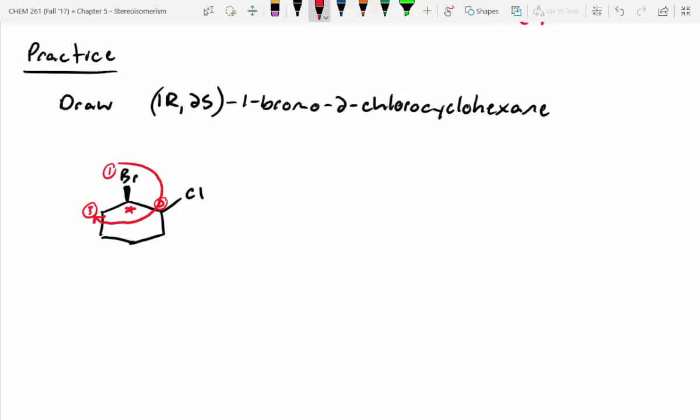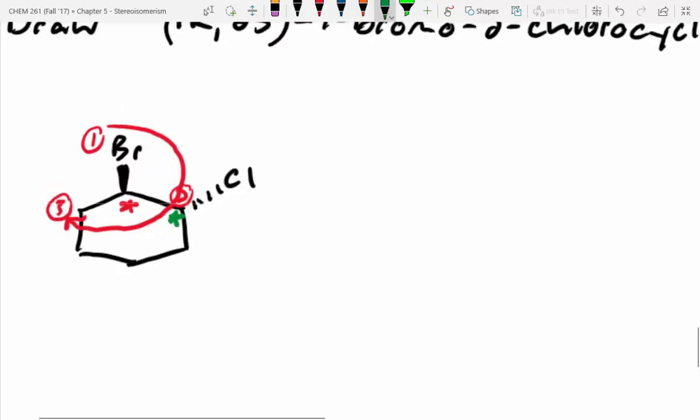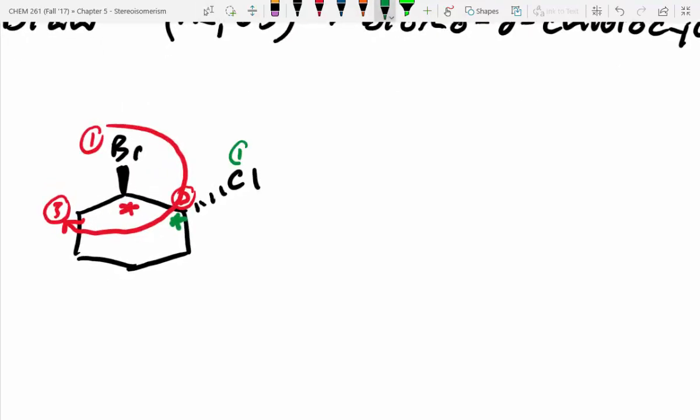All right, let's do the same thing with the chlorine. Okay, this time, just for fun, I'm going to make the chlorine a dash. Then what I want to do is say, all right, this stereocenter, I'm going to draw it as green. We want to assign priorities again. So what will be the highest priority for that green stereocenter? The chlorine. Okay, so I would go ahead and I'd say, all right, this is priority 1.